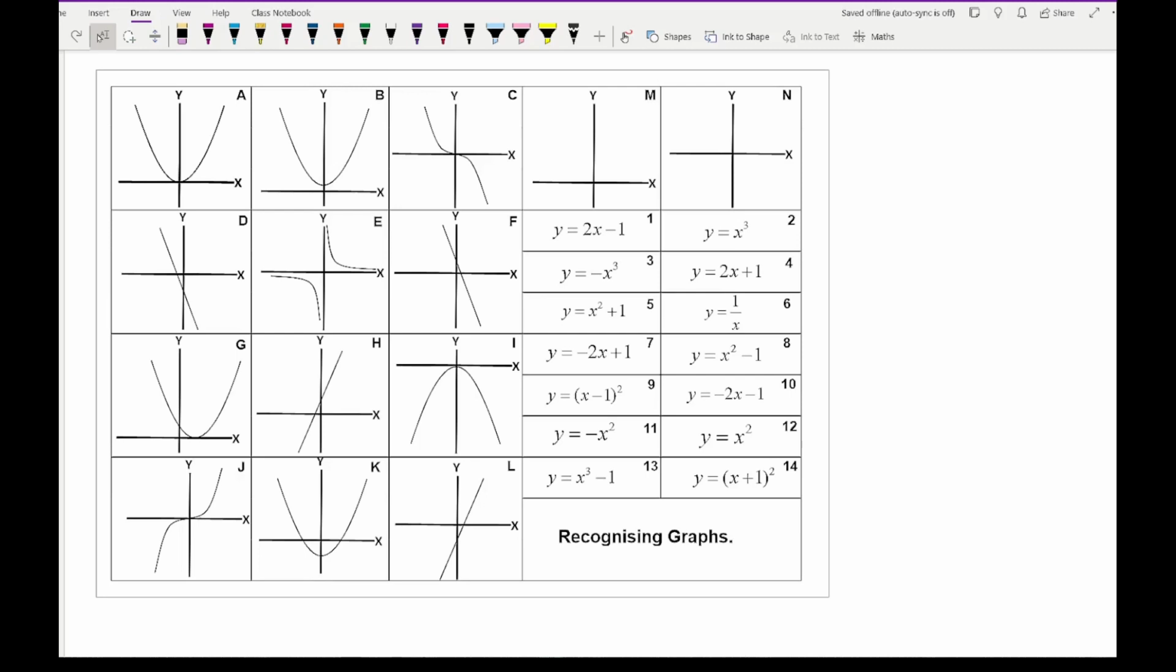Now with these, what you want to do is establish which graphs are what type. So for example, if I just color code these, let's have a look at the types of graph we can have. So this is going to be a straight line. And as you can see, looking at the equations, we've got no x equals a number or y equals a number, so it's going to be a diagonal line.